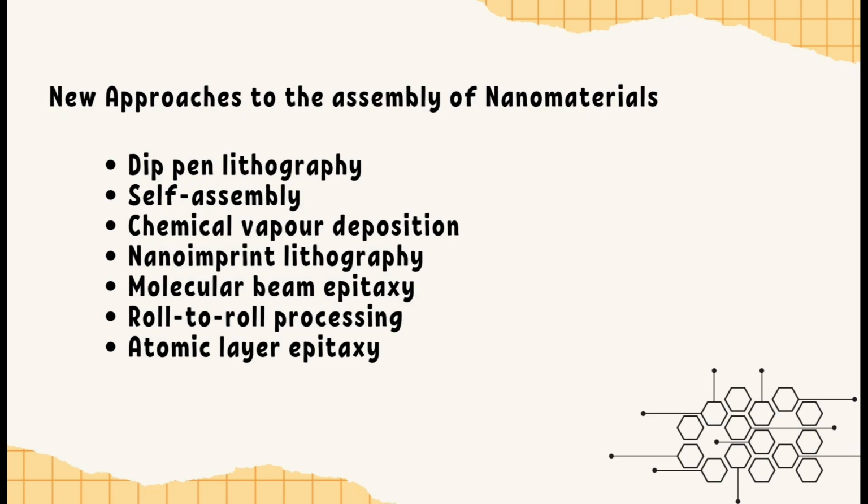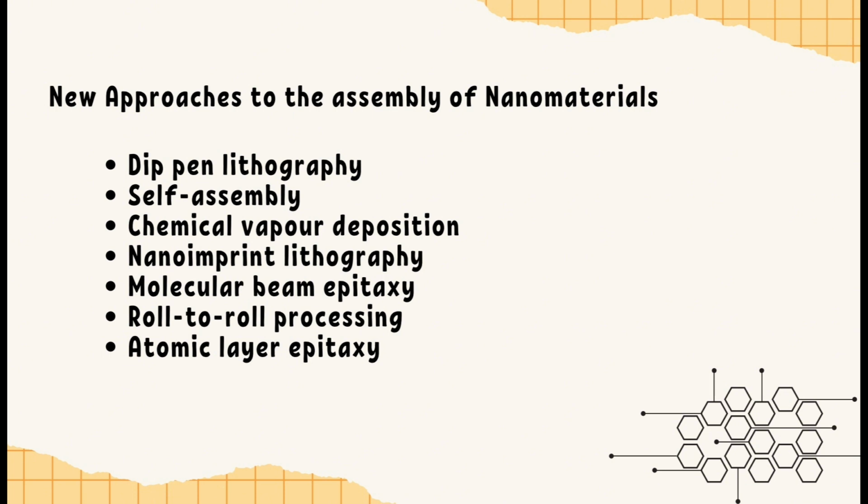Next, the new approaches to the assembly of nanomaterials. We have the dip pen lithography, self-assembly, chemical vapor deposition, nano-imprint lithography, molecular beam epitaxy, roll-to-roll processing, and atomic layer epitaxy. We will discuss first the dip pen lithography.